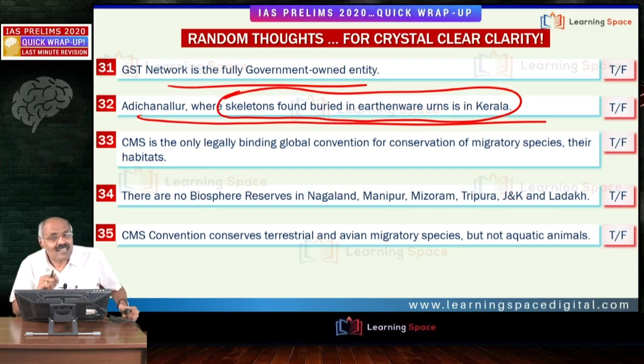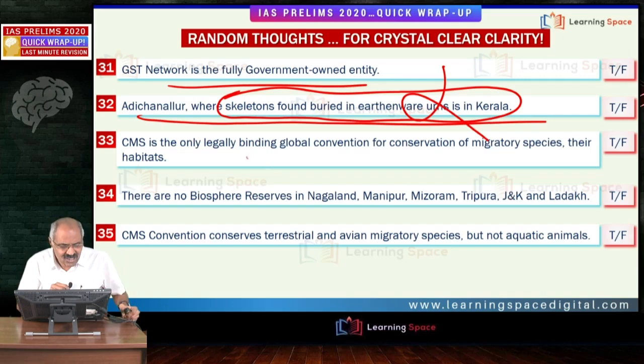And one more point is that Adichanallur is in Tamil Nadu. Please correct this statement: it is not in Kerala. And one more point I would like to tell you: it is going to be developed as an iconic place. There are 5 iconic places which are being developed. We learned previously about Rakhigarhi in Haryana, Dholavira in Gujarat, Shiv Sagar in Assam, then Hastinapur in Uttar Pradesh, and Adichanallur in Tamil Nadu. These 5 are important.